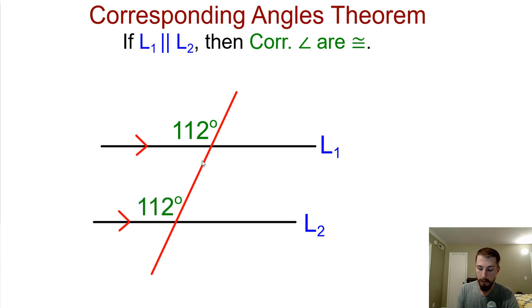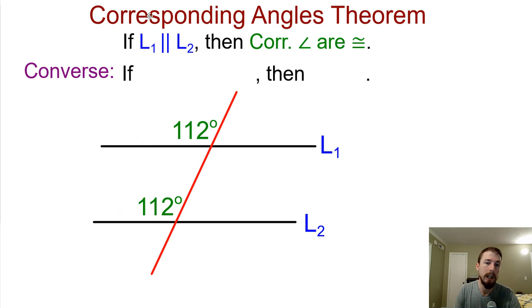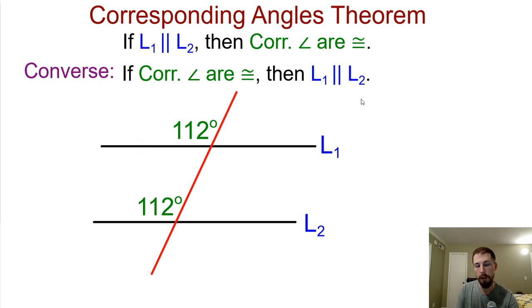So we're good. Now we can take the converse of the corresponding angles theorem in order to be able to prove that the lines are indeed parallel. So the converse, remember, is shoes on the wrong feet. So all we're doing is switching the order. So if the corresponding angles are congruent, then we can prove that the lines have to be parallel. So this is how we prove lines are parallel, in this case by using the converse of the corresponding angles theorem.